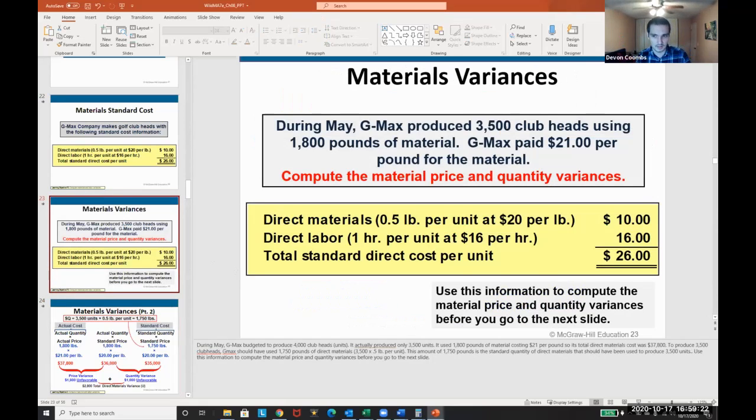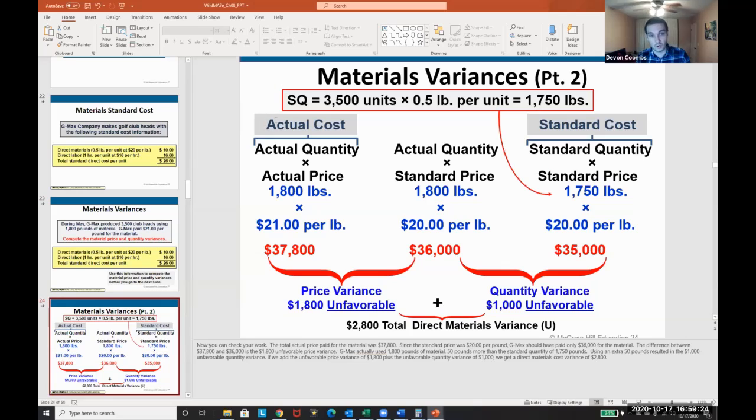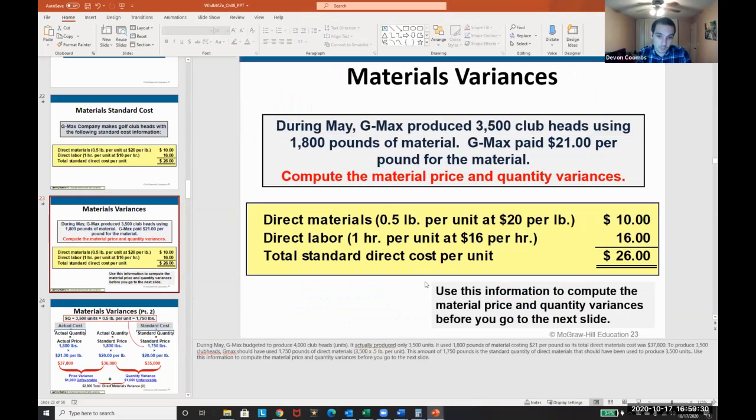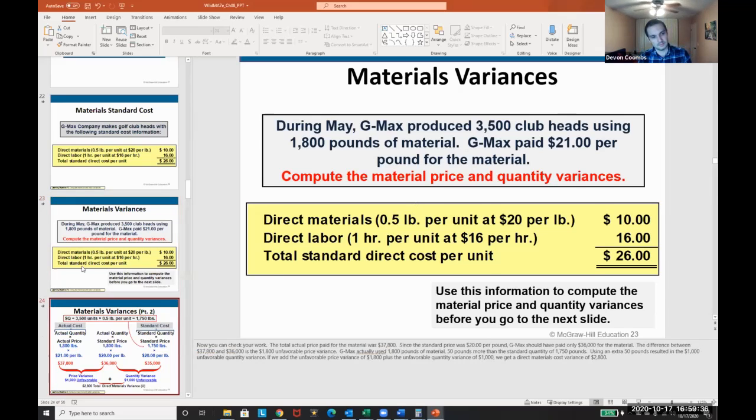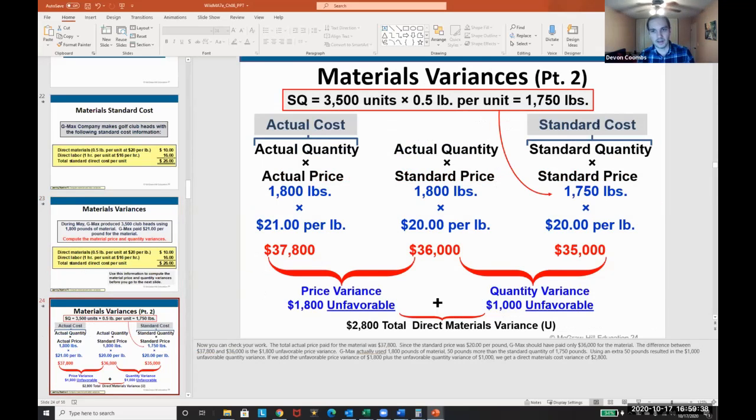3,500 club heads. That's the amount of units. So for standard quantity, we have 3,500 units. We need to convert it to the pounds per unit, right? Because that's what we're using here for direct materials. So we use a half pound for every unit. So we multiply 3,500 by 0.5 to get 1,750 pounds, which would be our standard units that we would use.